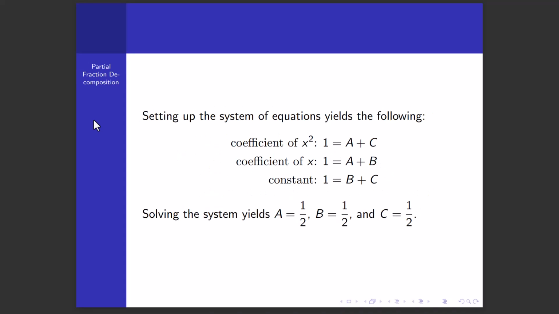So to set up our system of equations, we have the following. The coefficients of x squared have to match, so we have 1 is equal to a plus c. The coefficients of x have to match, and that's 1 is equal to a plus b. And then the constant terms have to match, and that would be 1 is equal to b plus c. When you go through to solve this system, you get a equals 1/2, b equals 1/2, and c equals 1/2.